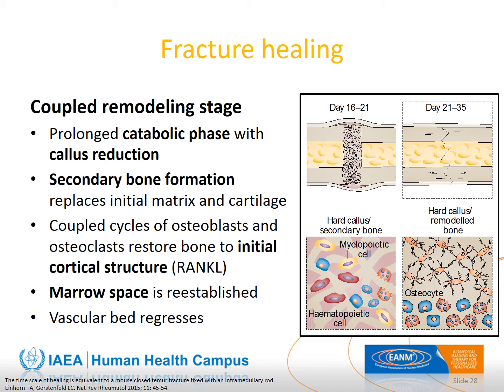The last phase of fracture repair is in fact catabolic and characterized by coupled remodeling. The excess callus will be removed and secondary bone formation will replace the initial matrix and cartilage. As a result of these coupled cycles of osteoblast and osteoclast activity, the initial bone cortical structure is restored, the marrow space is re-established, and the vascular bed finally regresses.